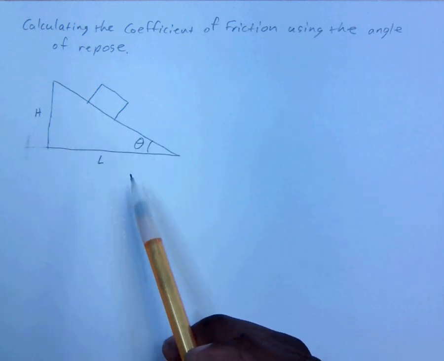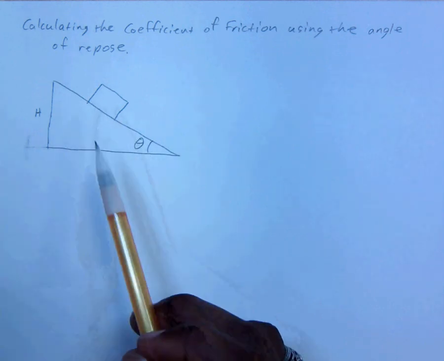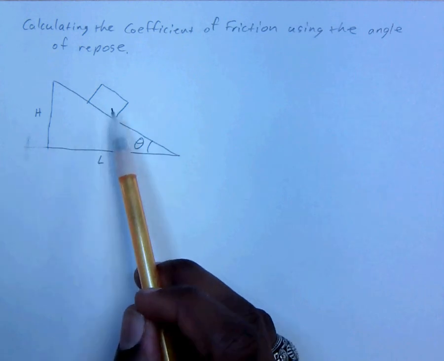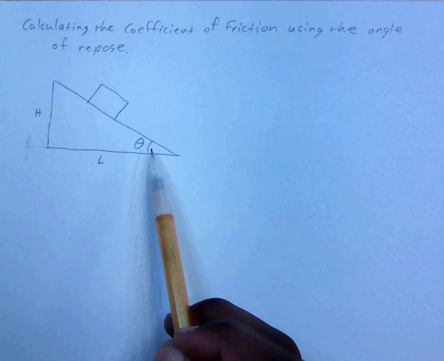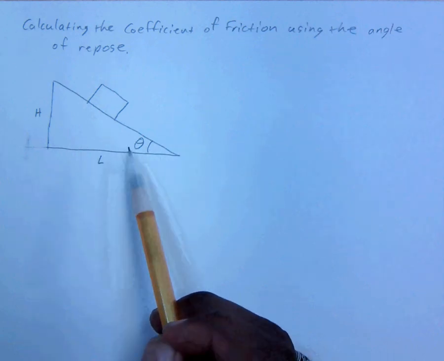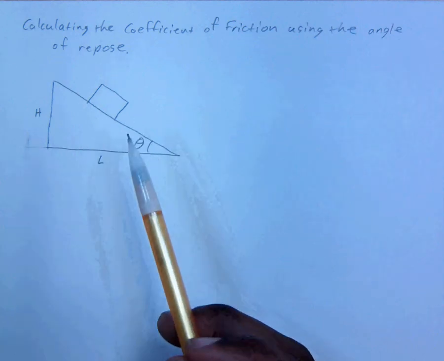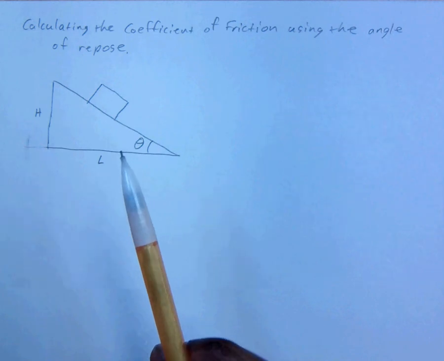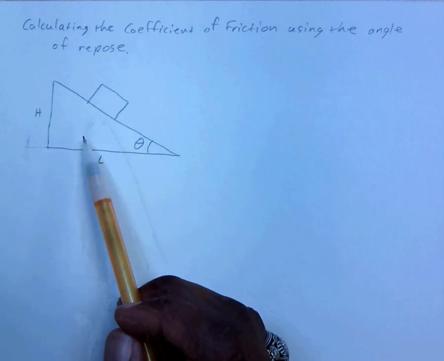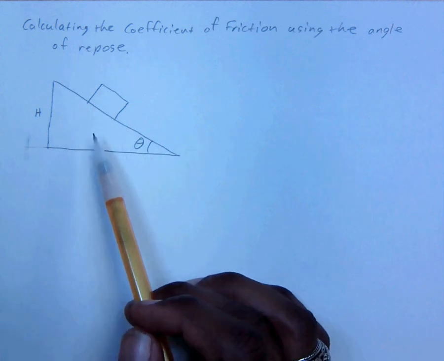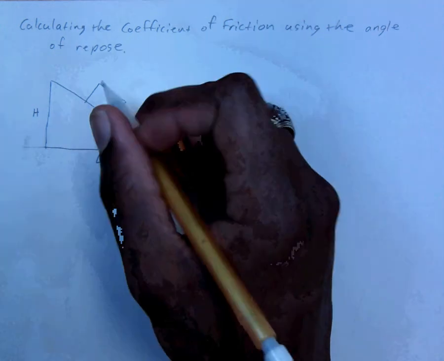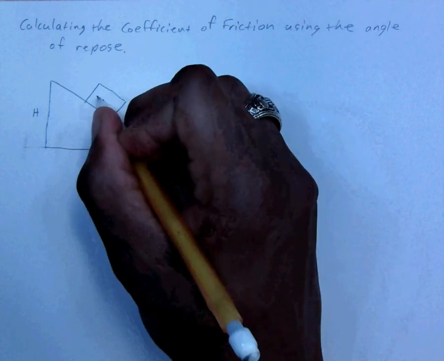Okay? Now, when we have an object and we put it on an inclined plane and we can create an angle so that it just starts sliding down, that's the angle of repose, and we can use that information to determine what our coefficient of friction is between the two surfaces, in this case between the inclined plane and this block here.